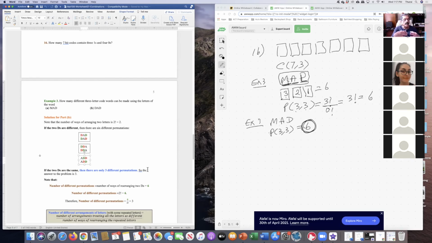And so how many different words do we have? 3, right? Only DAD, DDA, and ADD. Only 3 different ones are there. So the question is, how do we calculate the number of different words when there are matching letters? It's clearly a smaller number, but how do we find it? I'm going to explain that on the board now.